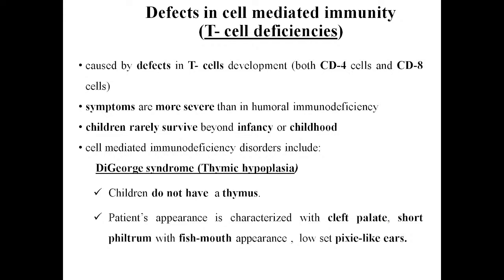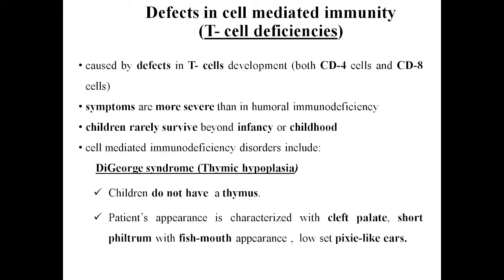And what is the main function of thymus? It is proliferation and antigen-independent differentiation of immune cells, of T cells. That's why the immune system of such children doesn't produce any T cells. There are no T cells in the child's organism. And such children have a very specific appearance.